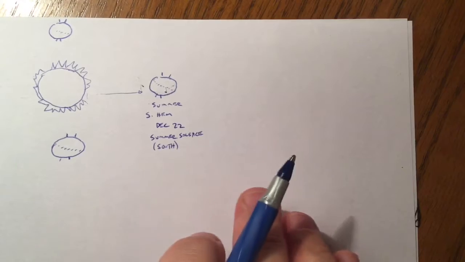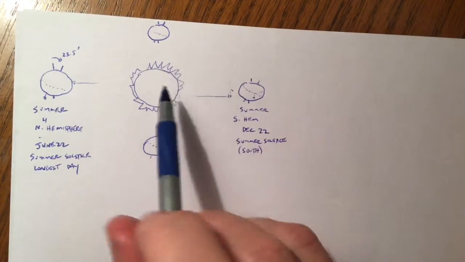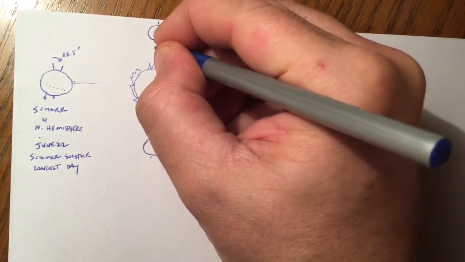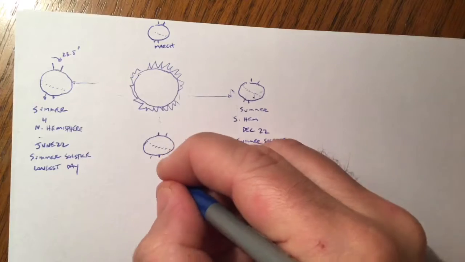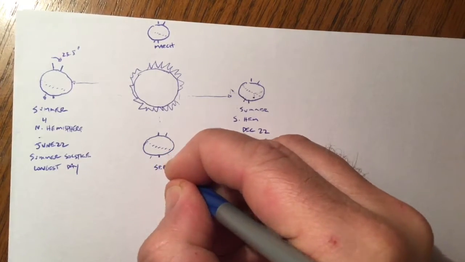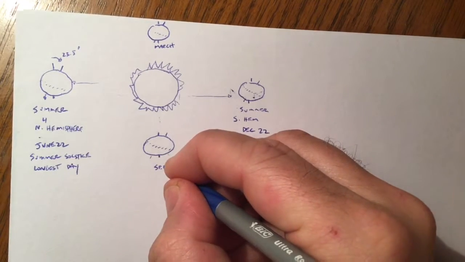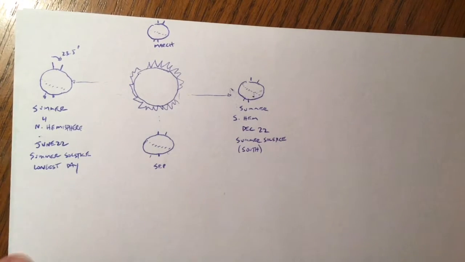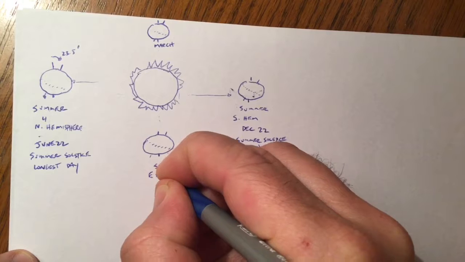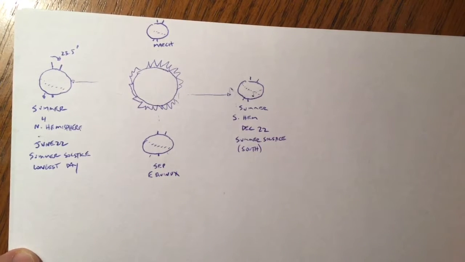And then we have these days called the equinoxes, where there's equal day and night for all hemispheres. One of them is in March. That's called the spring equinox. And one of them is in September. That's called the fall or autumnal equinox.